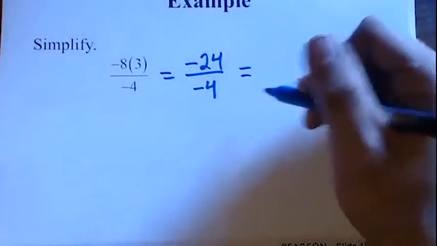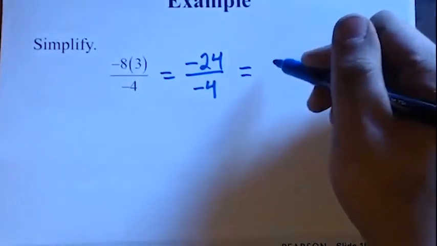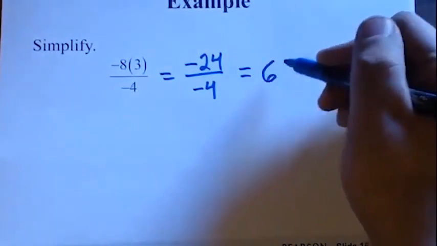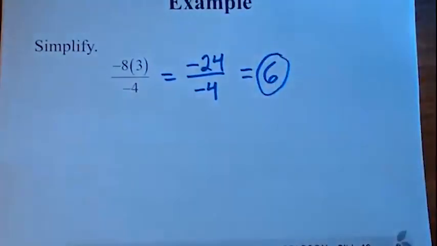Finishing this off, negative divided by negative is positive. 24 divided by 4 is 6. So this would be positive 6.